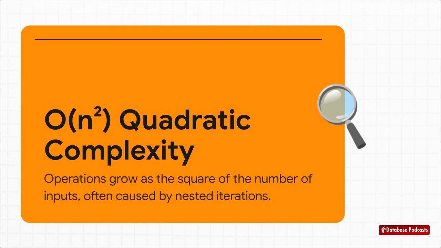Now we're starting to climb into more costly territory, O of n squared, or quadratic complexity. This is where the number of operations explodes. It grows with the square of your input size. And if you've ever written a loop that runs inside another loop over the same data, well, you've probably written a quadratic algorithm. This is where performance can really start to hurt.